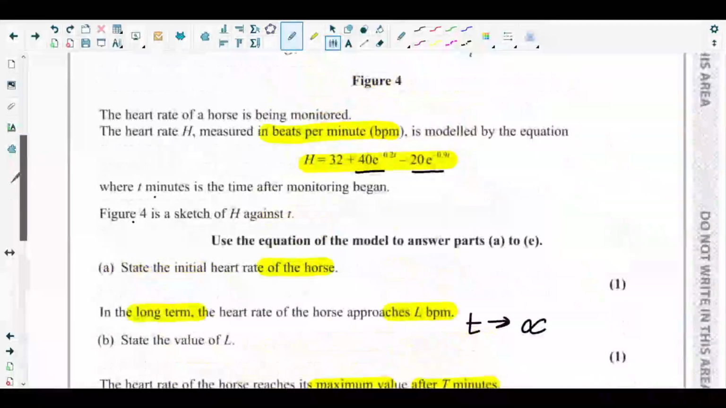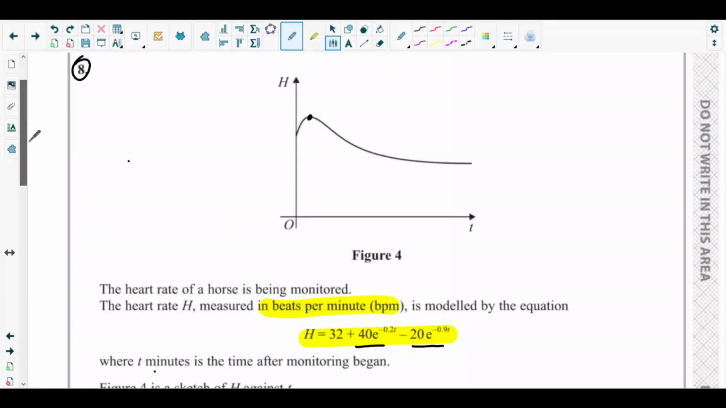And that's the end of question number 8 from the October 2024 paper. Fine.